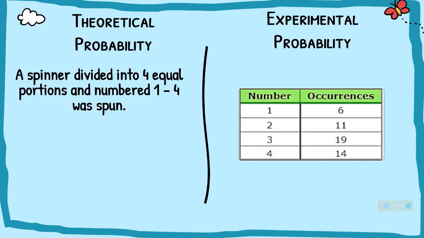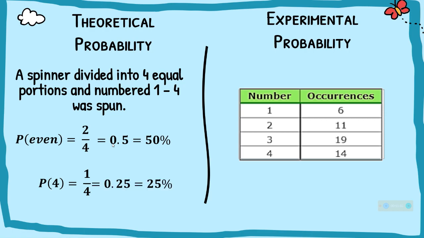Next, let us have here the theoretical probability. A spinner divided into 4 equal portions and numbered 1 to 4 was spun. Probability of having even is 2 out of 4. So, probability of 4 is 1 out of 4. Decimal and percent is given.